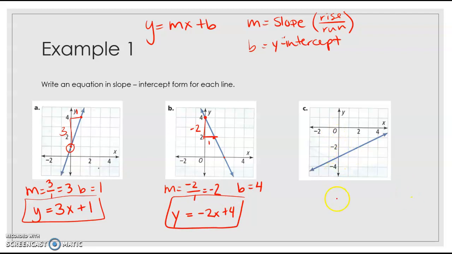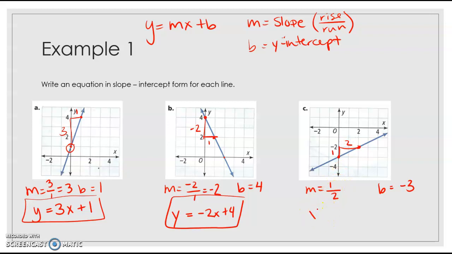So again, line C, I want to find m, I want to find b. b to me is always the easiest to find because it's where we cross the y-axis. So in this case, that's negative 3. I follow my line and I see that I have a point right here. So I went up 1. So I have 1 over, and I'm going over 1, 2 boxes. So I have 1 over 2.